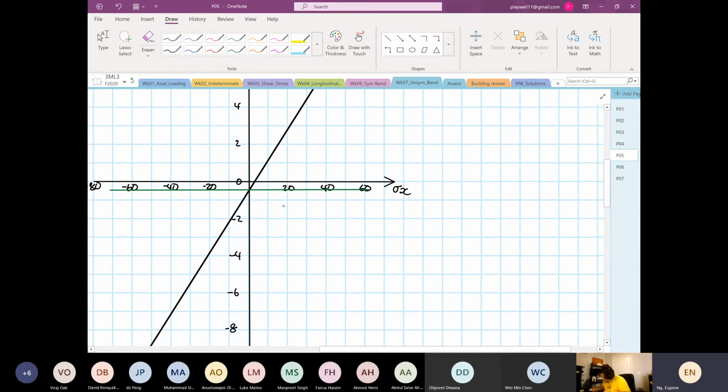So over here, this is the position of our neutral axis. This is the position of your centroid. Right? So this is based on geometry. Okay. And this is based on stress field. Okay. Now, we know the formula that we're going to use.